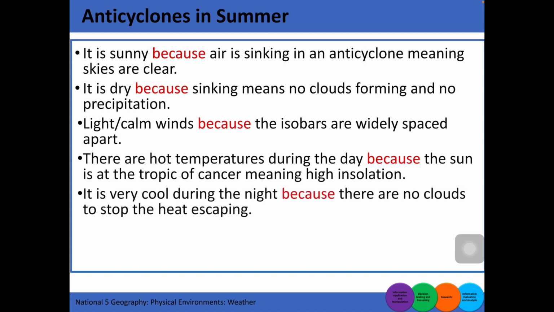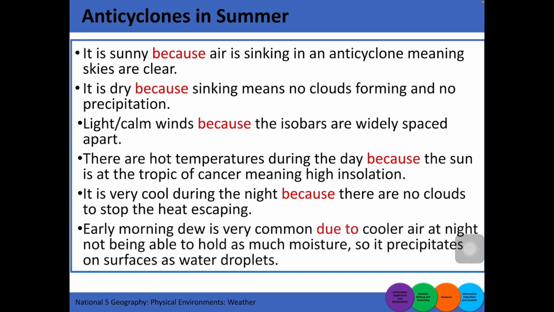It is very cool during the night because there are no clouds to stop the heat escaping. So you can envision the clouds being like a blanket which prevents the heat being lost to space. The heat will come off the earth at nighttime, be radiated back out. If clouds are present, those clouds are going to block the heat and keep it near the surface. But if there are no clouds present, any heat that the earth absorbs during the day is going to be released back out to space at nighttime.